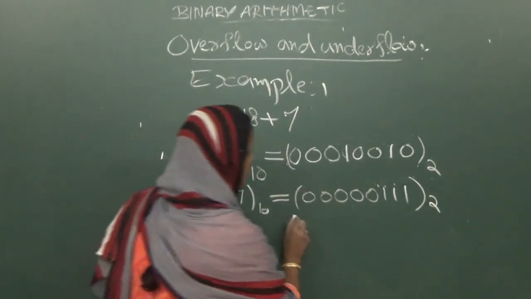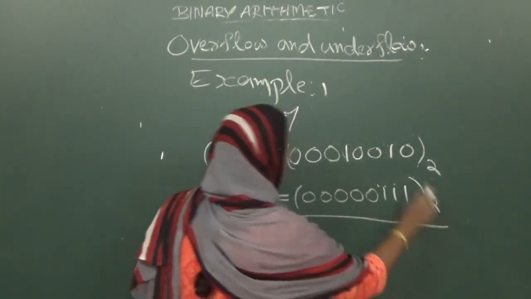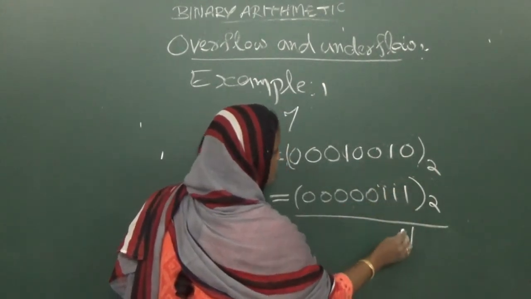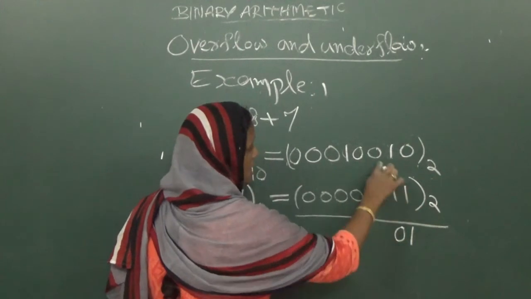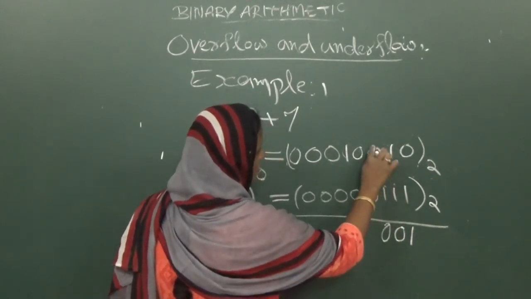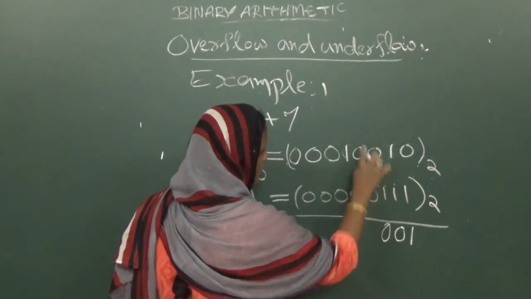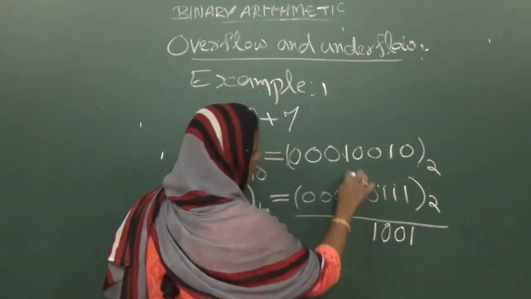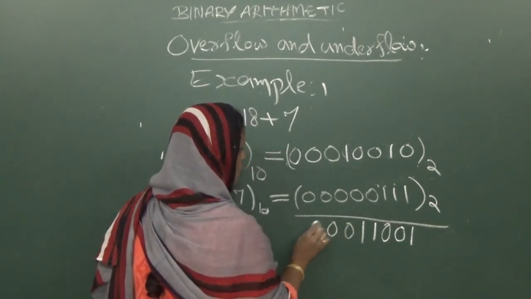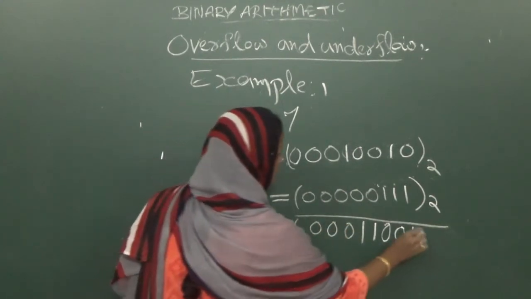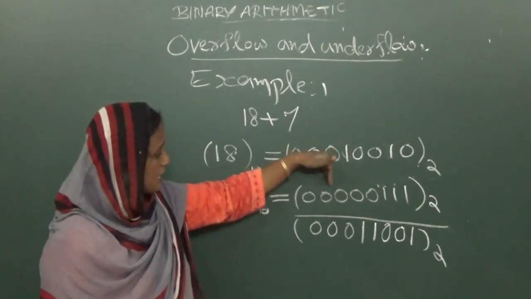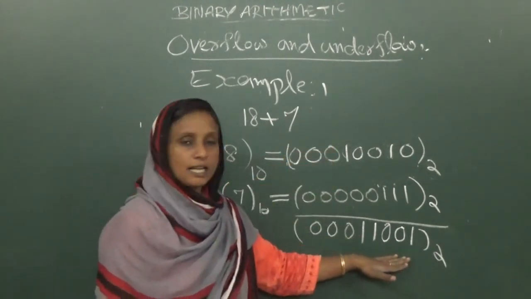Now adding these two, 18 plus 7. 0 plus 1 is 1. 1 plus 1 is 0 with carry 1. 1 plus 1 is 0 with carry 1. 0 plus 0 plus carry 1 is 1. 1 plus 0 is 1. Then 0, 0, 0. This is what you get by adding 18 plus 7.